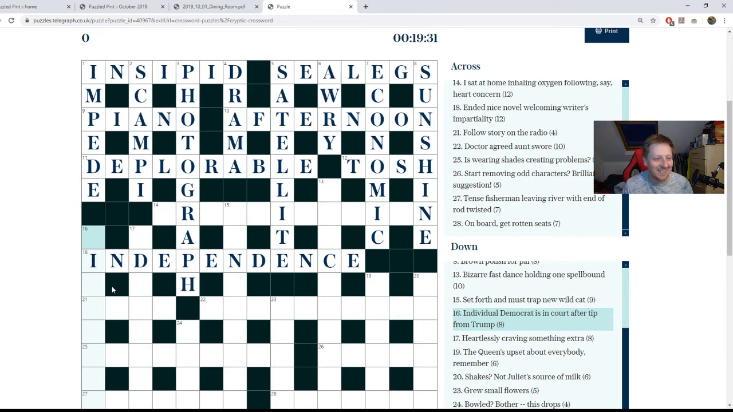Question 16 down. Individual Democrat is in court after tip from Trump. You can't tell that I'm doubled over, but just it's the way I'm sitting. Individual Democrat is in court after tip from Trump. Blimey. Nice surface reading, regardless of what the answer is.